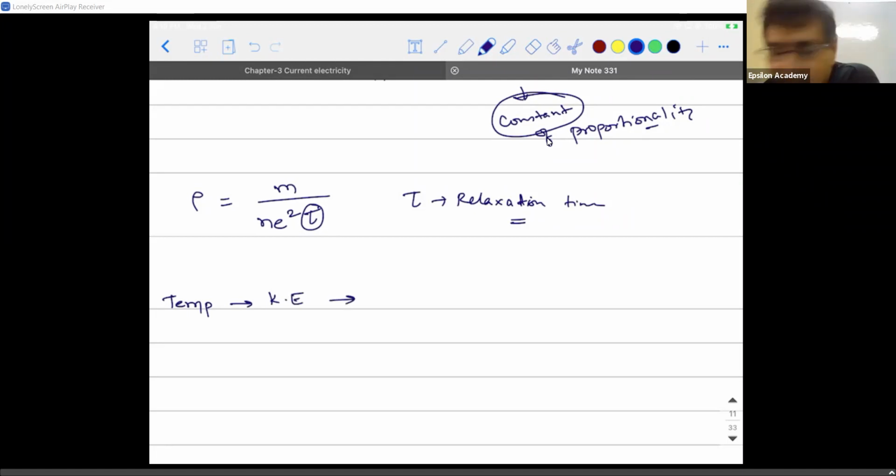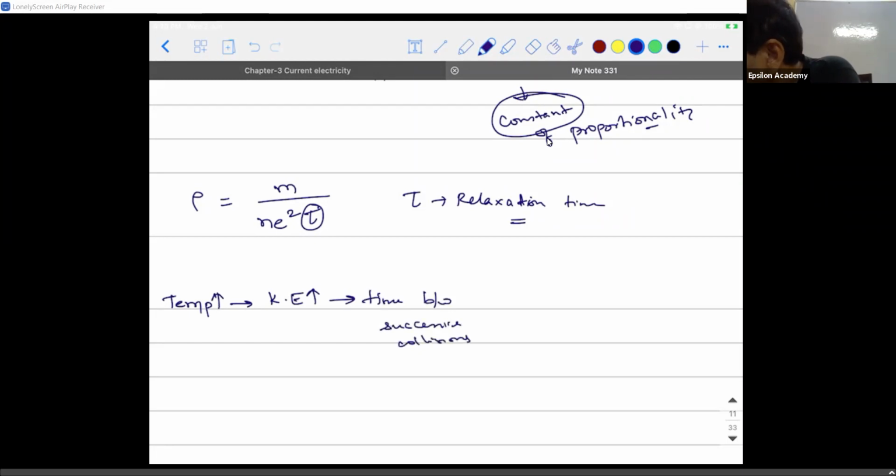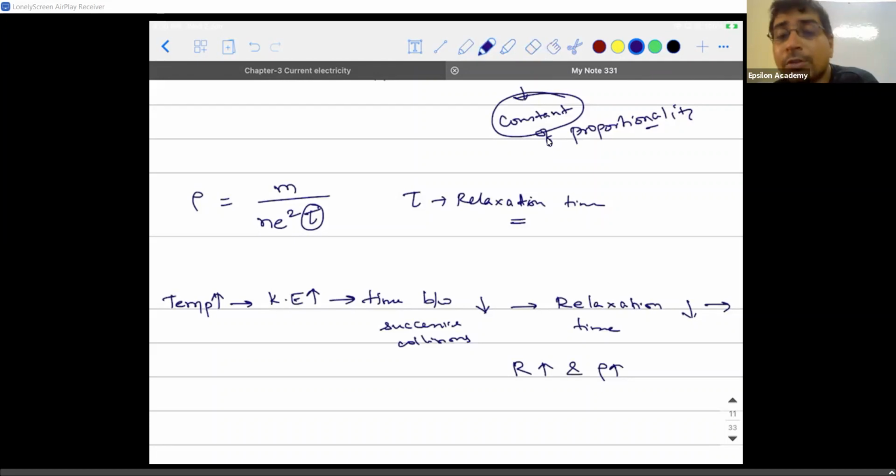When you are increasing the kinetic energy, the time between successive collisions is decreasing, due to which I can confidently say that relaxation time is decreasing. From this I can say resistance increases and resistivity also increases. Why I told resistance increases is because of this parameter only, because of tau.